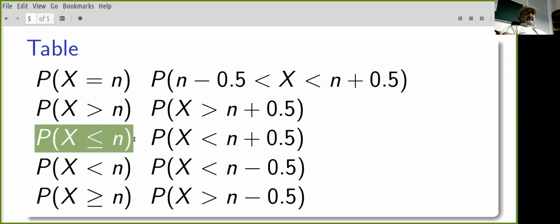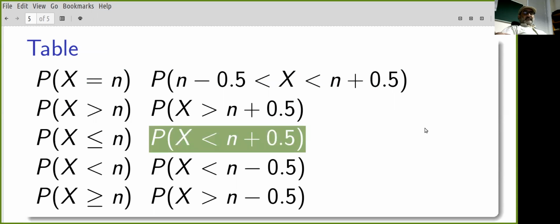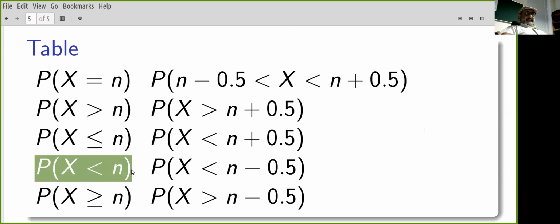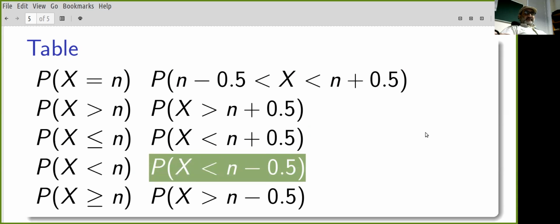If you want the probability that x is less than or equal to n, then look at the probability that x in the continuous approximation is less than n plus 0.5. If you want the probability that x is less than n, then the continuous approximation should be given by looking at the probability that x is less than n minus 0.5.